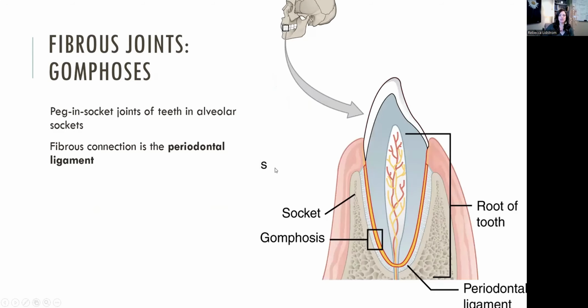The next joint that is going to be non-movable is going to be a gomphosis. And this sounds like gums, so it's easy to memorize that we find these in places like our alveolar sockets, or where our teeth go into the socket of our lower and upper jaw. This is a peg and socket type joint, and you could see that there is going to be connective tissue, and this is going to be what we call the periodontal ligaments. And you can see kind of surrounding the root of the tooth, and it's inside the socket.